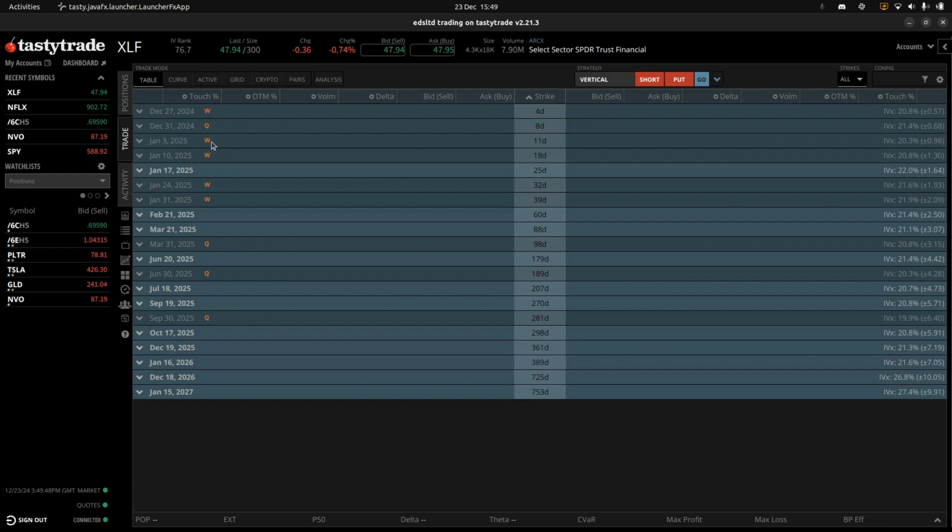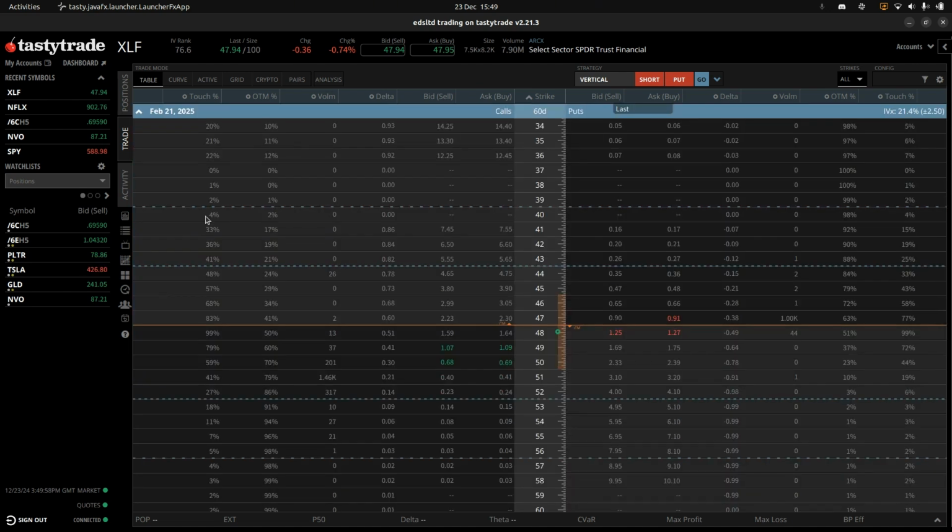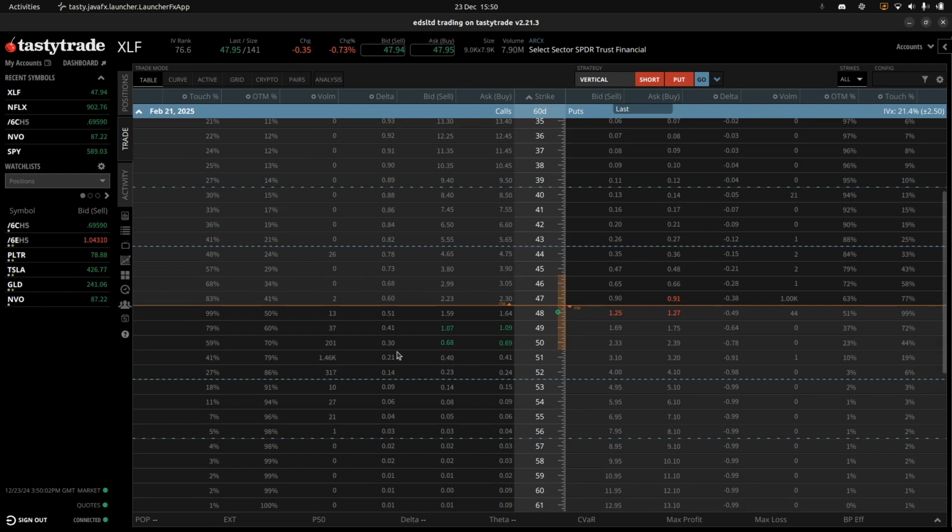Let's pull up the list of expirations for XLF, and we already know the expiration date that we're going to choose, which is February 21st, 60 days out in time. And this is now the options chain that we are presented with. The orange horizontal bar shows us where the price of XLF is with respect to the strikes. And the vertical orange bar shows us what the expected move is of XLF over the next 60 days.